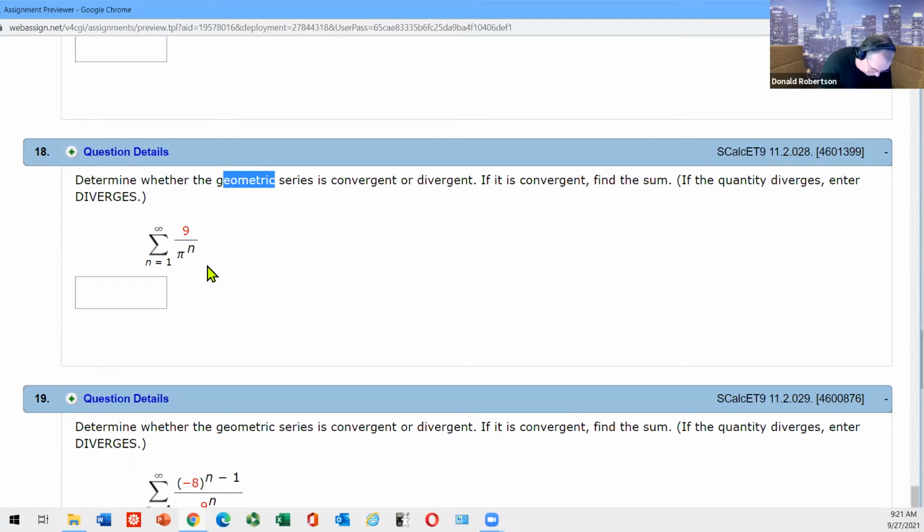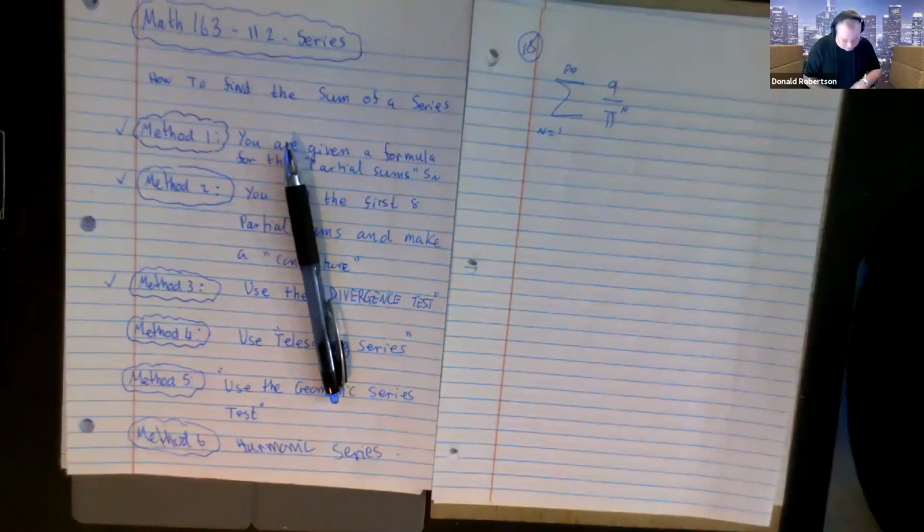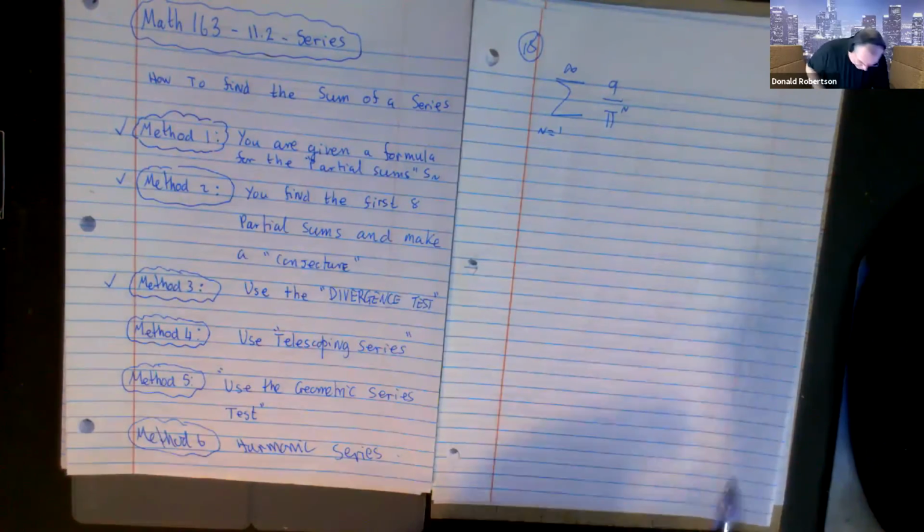So this is version 18, or at least like 18. Anything in WebAssign that's red gets randomized, so your question might be 7 over pi to the n or whatever. So let's go back to this one and set it up as a kind of proof. Well, I'm assuming it's going to be a proof. We'll see what we get.